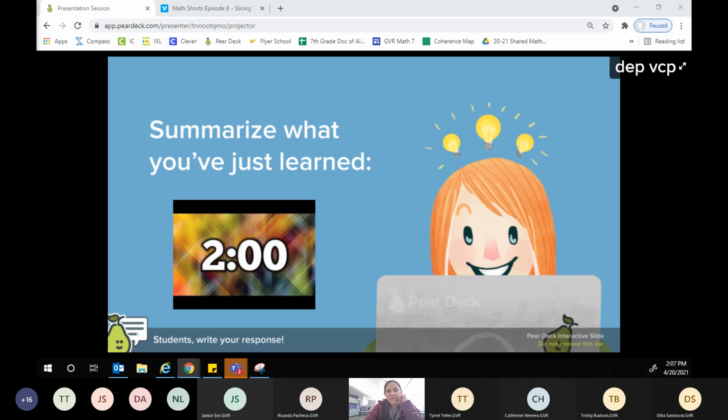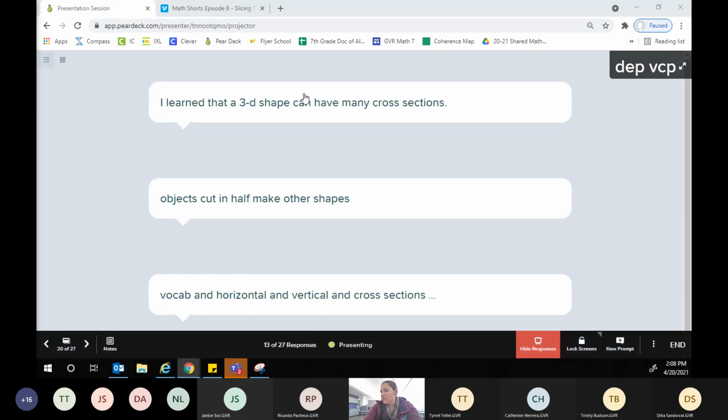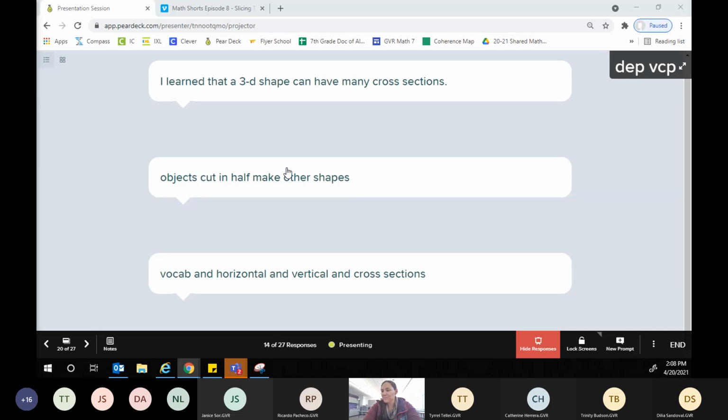Nice. I see a lot of us talking about cross sections. If you wrote math, that's not going to give you points. Be specific. All right, so here are a few good examples. So 3D shapes can have many cross sections. True. You can have the same 3D shape, you cut it different ways, and it makes different shapes. Objects cut in half make other shapes. We get some vocab, horizontal, vertical, cross sections.